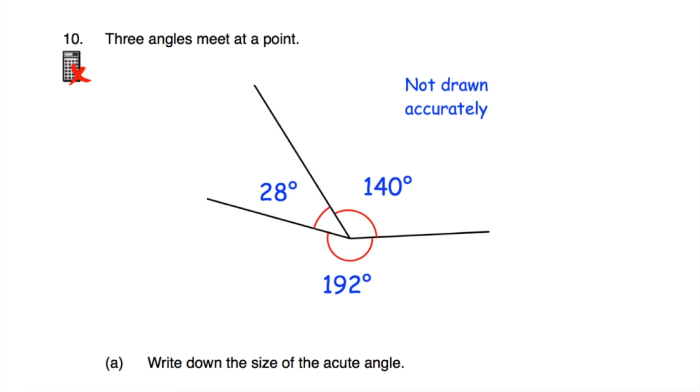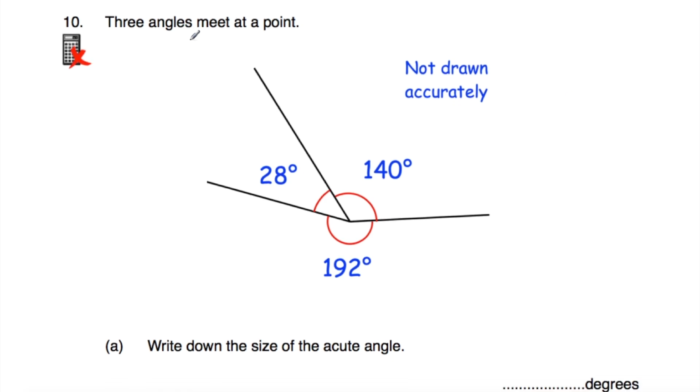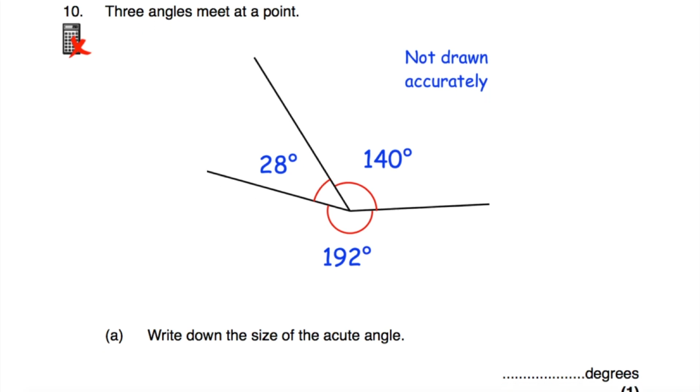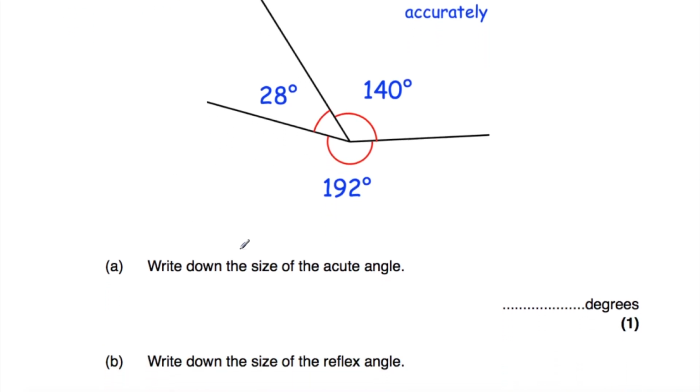Okay, so here's question number 10. It says that three angles meet at a point. So we've got these three angles that meet at a point. We're told it's not drawn accurately, so let's not try and measure this. The question says, A, write down the sides of the acute angle. So we've got three angles. One of them's acute. An acute angle is bigger than 0 degrees, but less than 90 degrees. So that's going to be 28 degrees. That's the size of the acute angle.